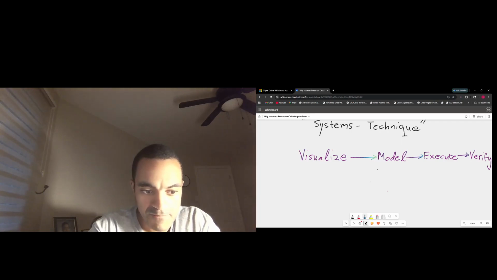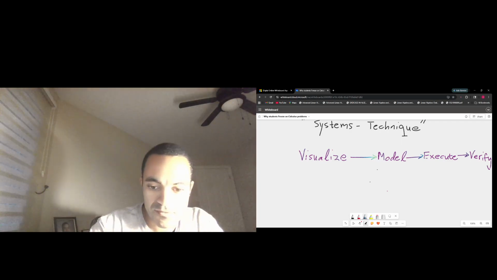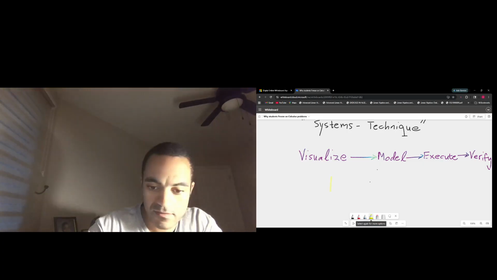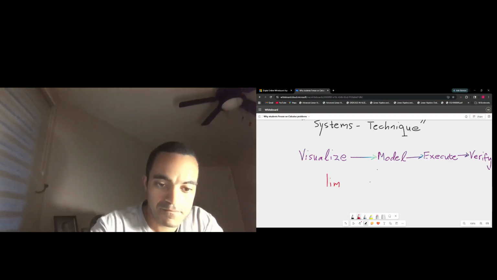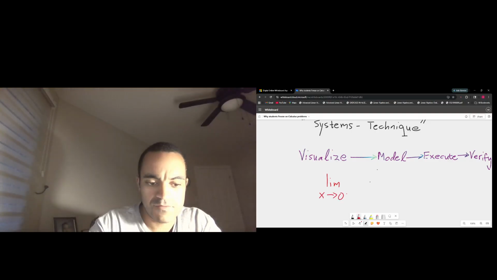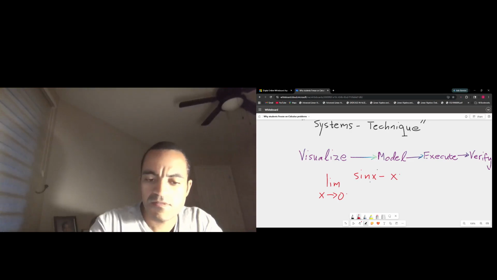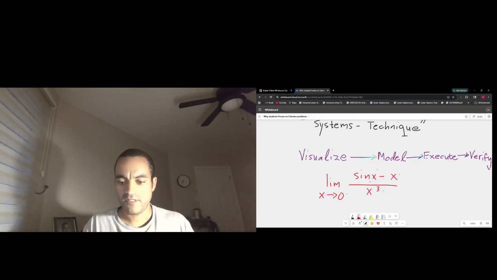Let's say we want to take the limit. Take 1 second. Take the limit as x goes to 0 of, what was the problem? Give me a sec. I had it here. I think it was sine x. Yeah, sine x minus x all over x cubed. Okay, if you look at this problem right here.